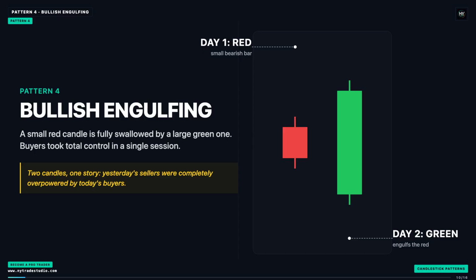The story: yesterday's sellers were ambushed. Today, buyers showed up in force and overwhelmed them in a single session. That kind of shift in control usually means more upside is coming. Trade rule: enter long on the next bar's open. Stop loss below the green candle's low. The bigger the green candle relative to the red, the stronger the signal.